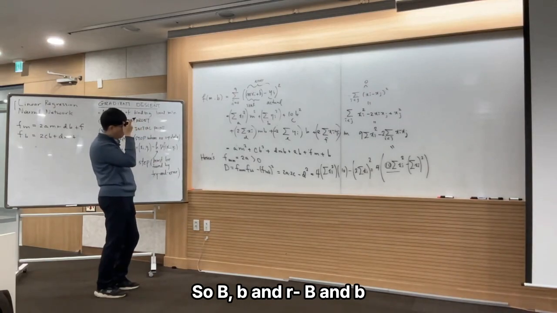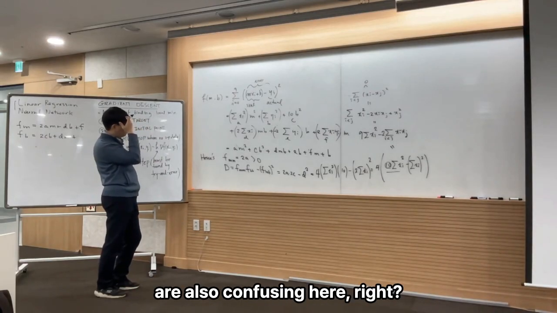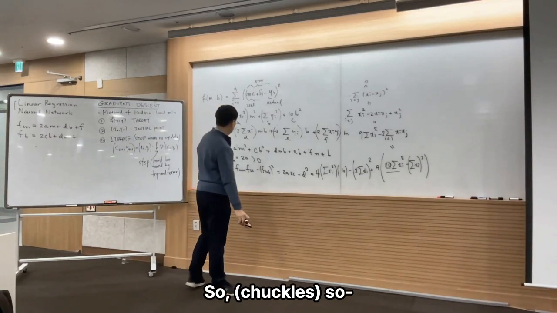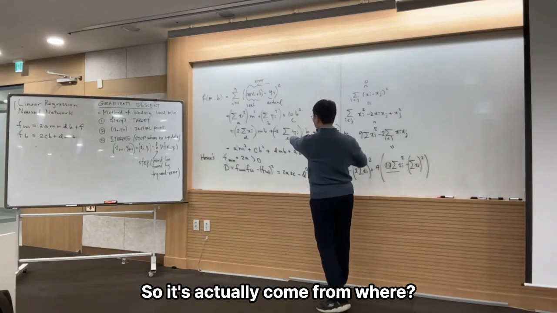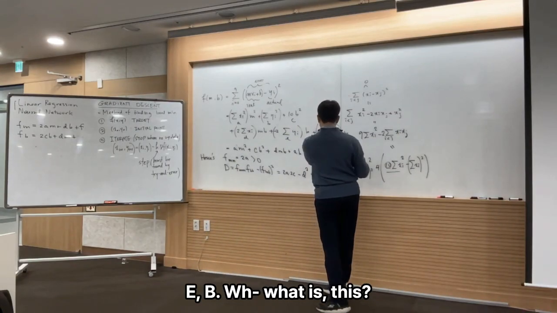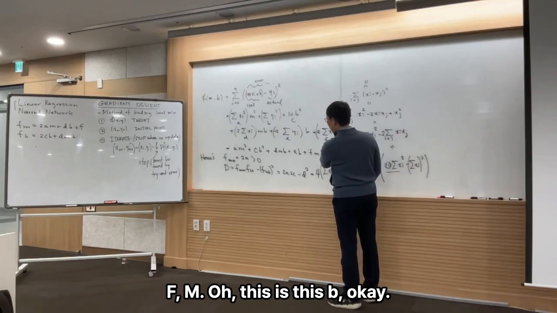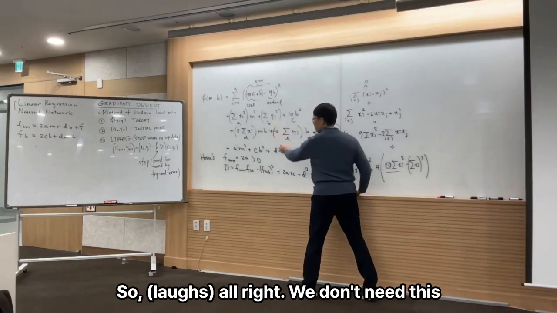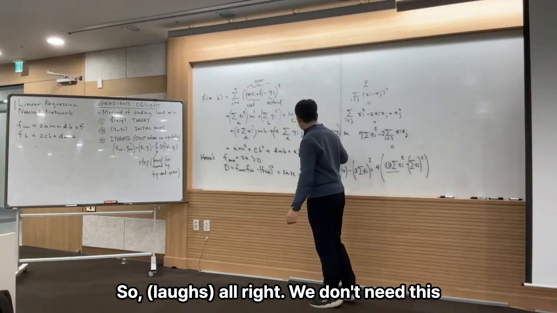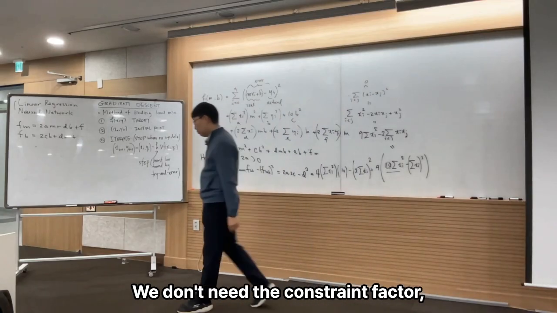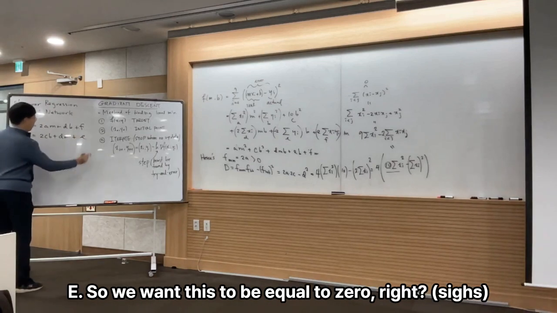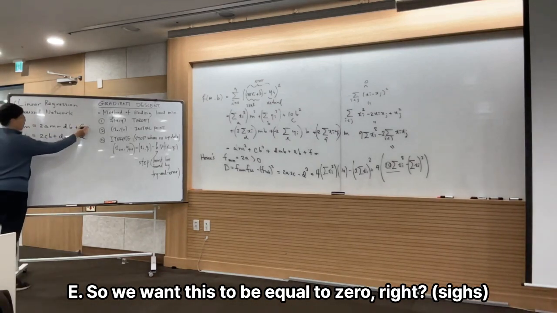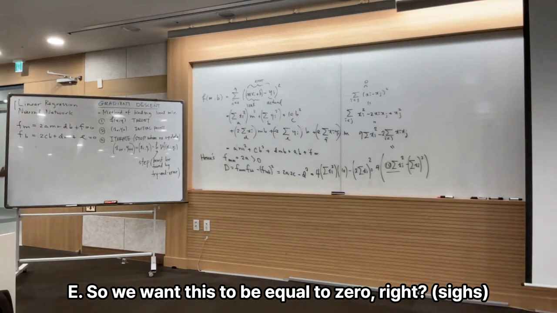Okay, so b and e are also confusing here, right? So where does this b come from? It's actually come from where? eb, what is this? fm. Oh, this is this b. Okay, so, all right. So we don't need this because we just want the minimum. We don't need the constant factor. So confusing here, b here and e. Okay, e. So we want these to be equal to 0, right?